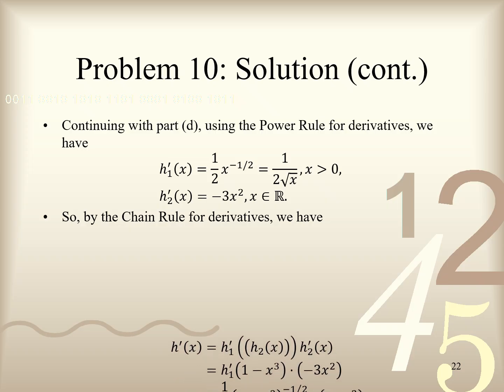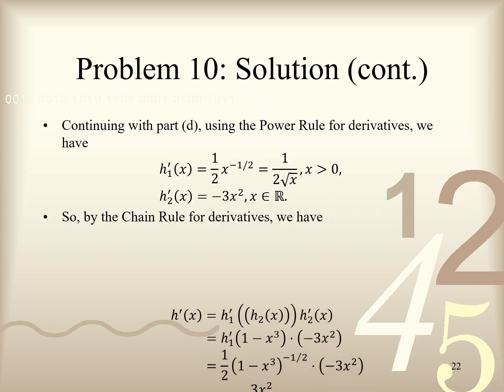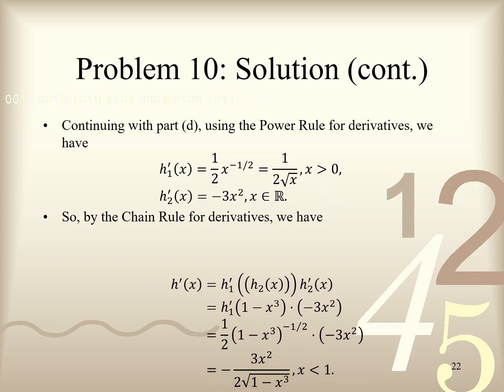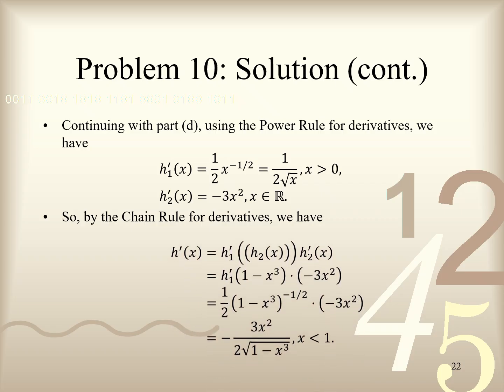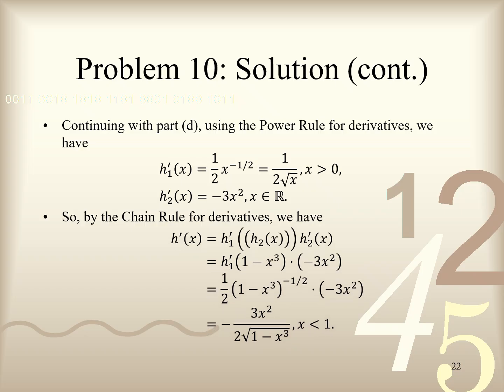But this equals h1 prime of 1 minus x cubed, times -3x squared, and this equals 1/2, times 1 minus x cubed to the power -1/2, times -3x squared. Simplifying further, we get a final answer of h prime of x equal to -3x squared, over 2 times the square root of 1 minus x cubed, where x is less than 1. This concludes our video for problem 10.